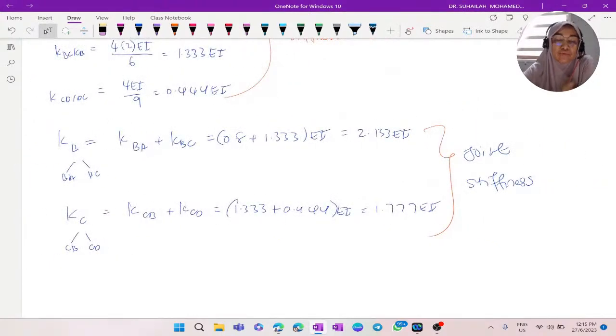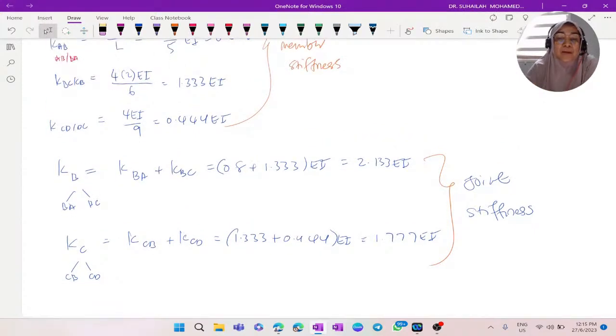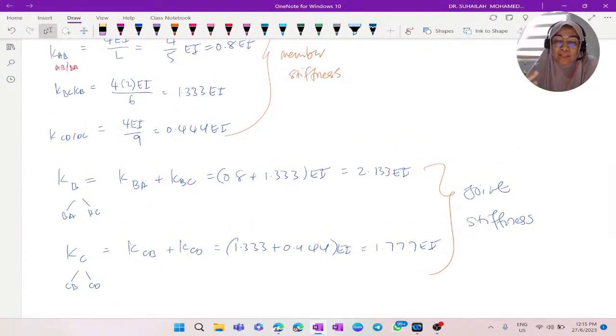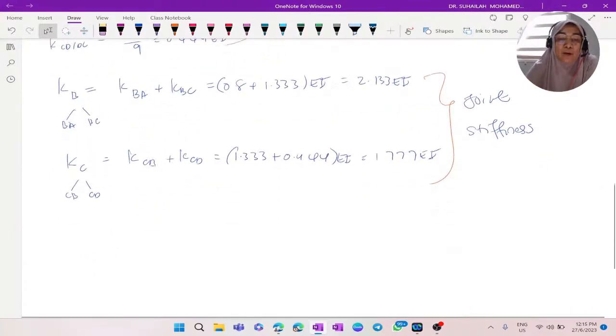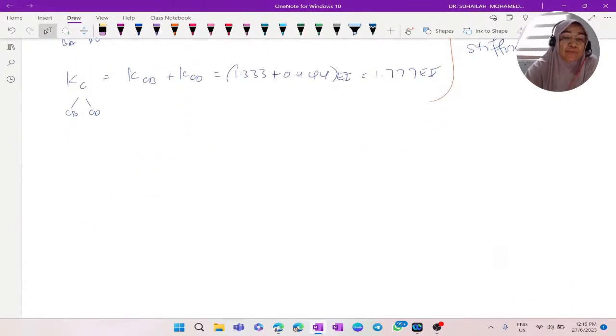Of course, you don't have to show in detail like this in doing the calculation, because the calculation is very simple and straightforward, and you can also put it directly into the table. This is just to show you step by step how to calculate member stiffness and joint stiffness. After that, we want to calculate the distribution factor.